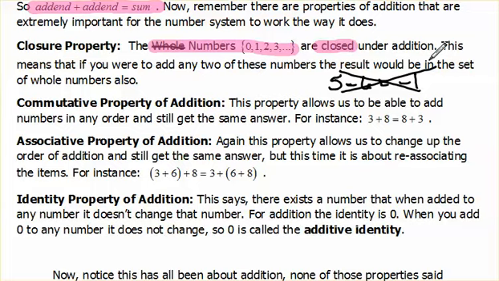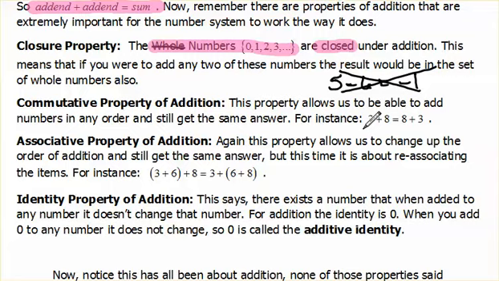Then we have the commutative property of addition. And the commutative property, it's a way of telling us that we can add in any order we want to. So for instance, 3 plus 8 is the same thing as 8 plus 3. Then we have the associative property of addition. And again, this is still talking about being able to add in any order you want to.